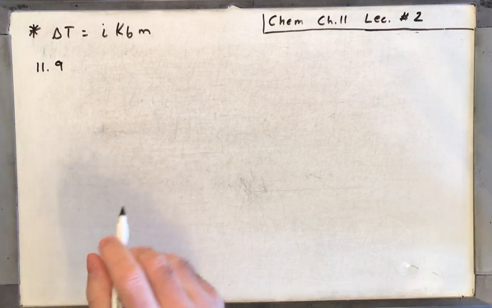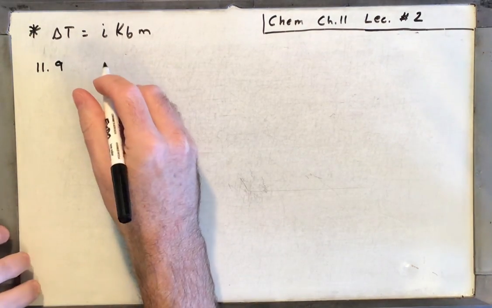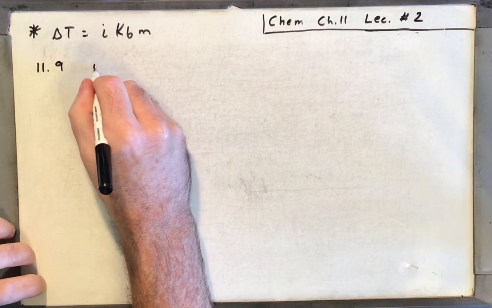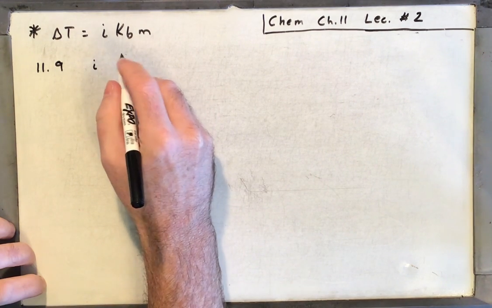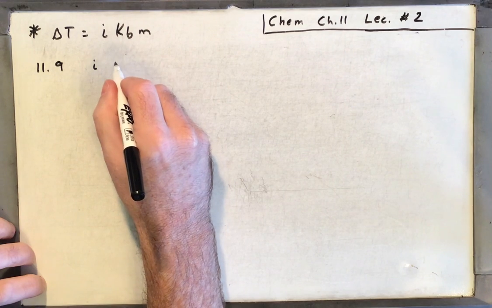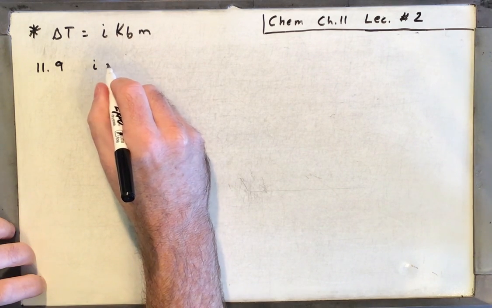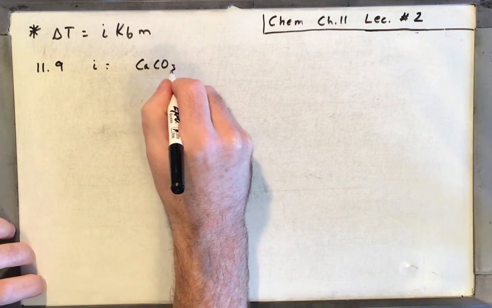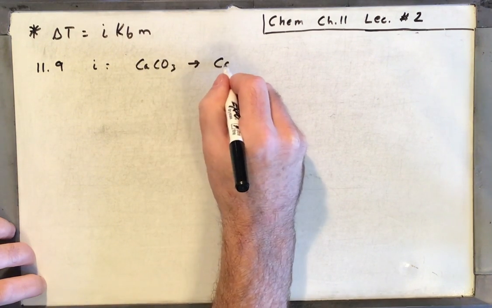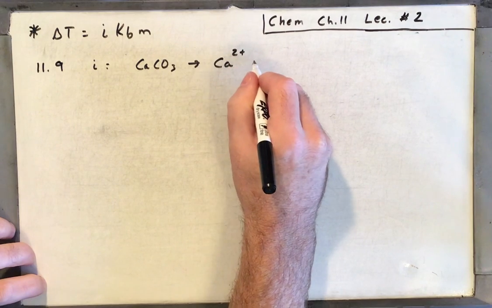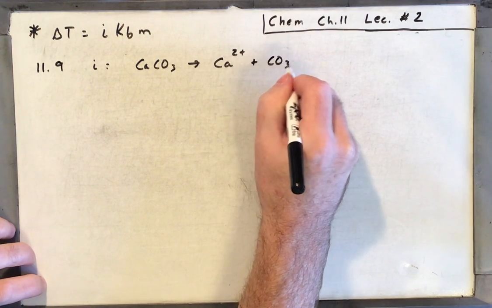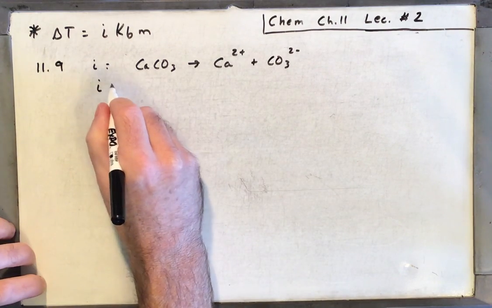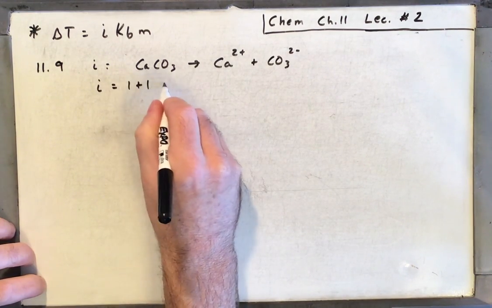All right, so first of all, let's get i. We are talking about calcium carbonate, CaCO3. It would split into one calcium ion and one carbonate ion, so just one of each. So i is equal to 1 plus 1, which is 2.